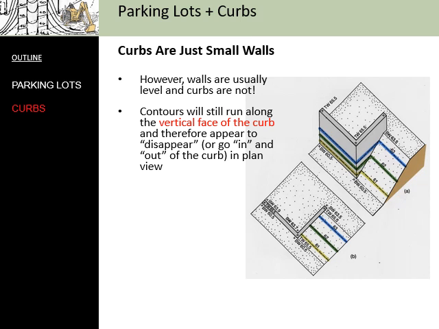It's often easiest to think of curbs as nothing more than small walls. Now, the fact is, curbs are not just like walls, because most walls are usually flat on the top, and curbs normally slope with the land or with the slope of the parking lot. But the idea of treating curbs as small walls makes it easier to understand how a contour may be running across the parking lot, and then it hits the face of the curb, and in plan it basically disappears. But you can imagine what that contour is actually doing, just like with a wall. It's running along the face of the curb until it gets to the top of the curb, and then it runs over onto the landscape area.